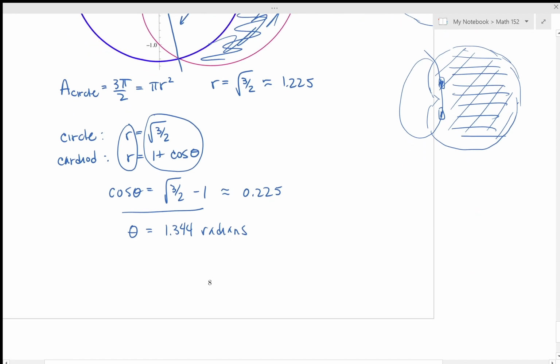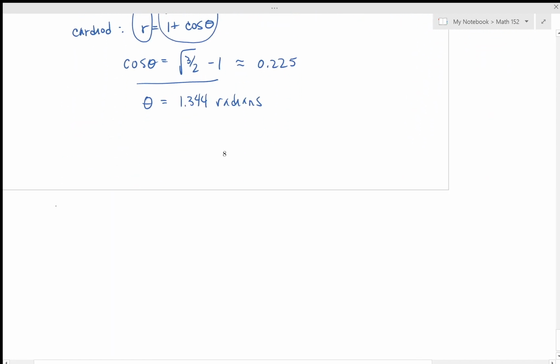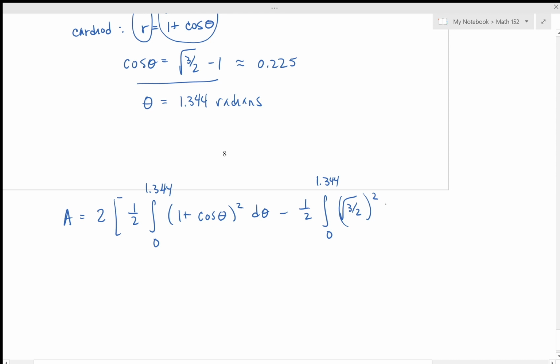Okay, so now I can set up the integral to make this calculation. The area inside the cardioid and outside the circle is going to be 2 times, that's the symmetry, 1/2 the integral from 0 to 1.344 of 1 plus cos theta, all squared, this is r squared, the outer function, so this is the cardioid, minus the circle, which is on the inside. So that's minus 1/2 the integral, same, r squared d theta. I could have put this together in one integral.